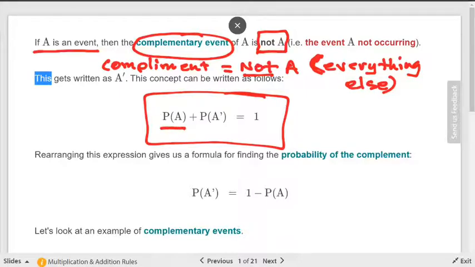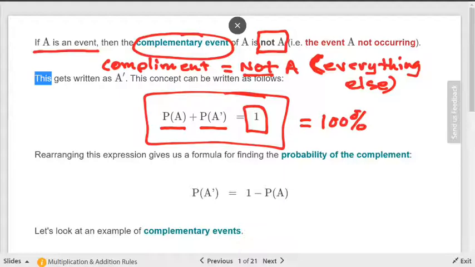If you add the event and not the event, they're going to give you a probability of what? 1, which is the same as, remember that 1 is the same as 100%. Keep that in mind too, just for the notes.